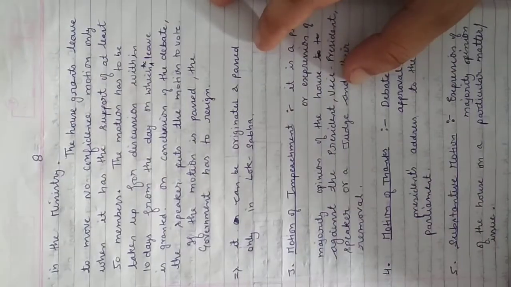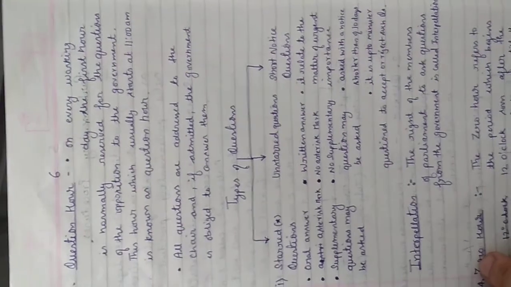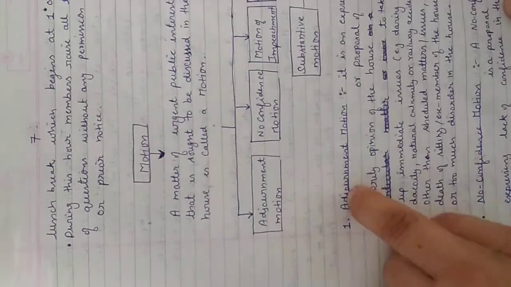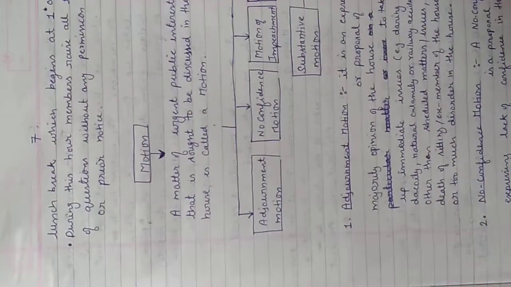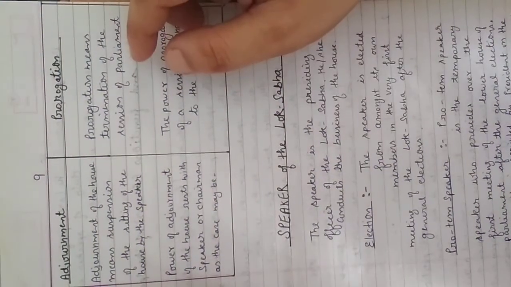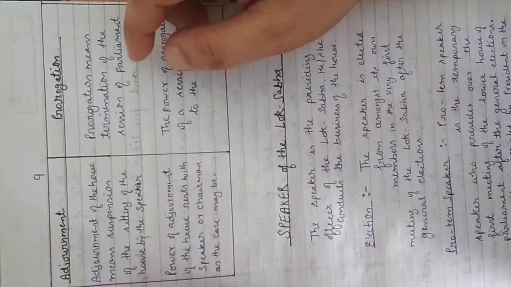Then substantive motion, expression of majority opinion of the house on a particular matter, issue, etc. I have already told you what a substantive motion is. You just need to focus on motion of impeachment, motion of thanks, and especially no confidence motion. No confidence motion is very important. Adjournment motion and no confidence motion, you need to give more importance. Then after that we will study the difference between adjournment and prorogation.